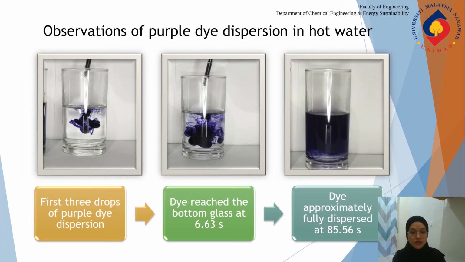Lastly, the observation of purple dye dispersion in glass C, hot water. So the first figure shows when the first 3 drops of purple dye dispersion. Second picture shows when the dye reached the bottom of the glass at 6.63 seconds, and the last picture shows when the dye approximately fully dispersed at 85.56 seconds. So overall, the dye in hot water dispersed even more compared to the cold water and warm water.